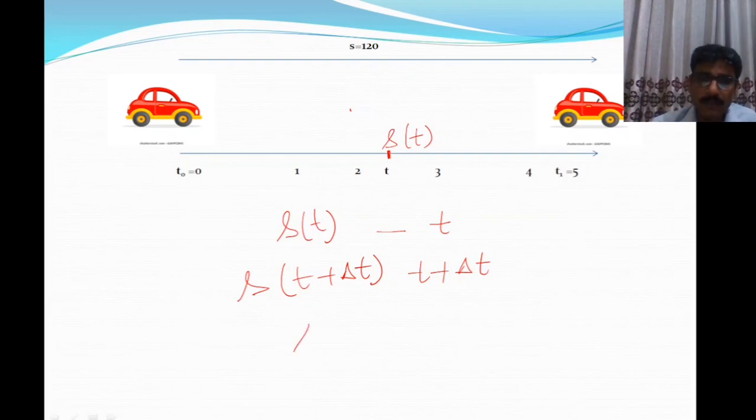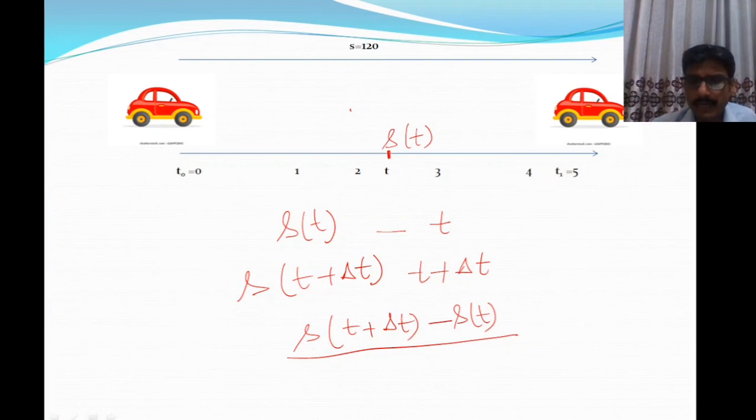So the difference s(t plus delta t) minus s(t) is the distance covered in delta t seconds, divided by the difference of the times, t plus delta t minus t. So t and t cancel. We can say here it is delta s, the distance covered in delta t seconds upon delta t.